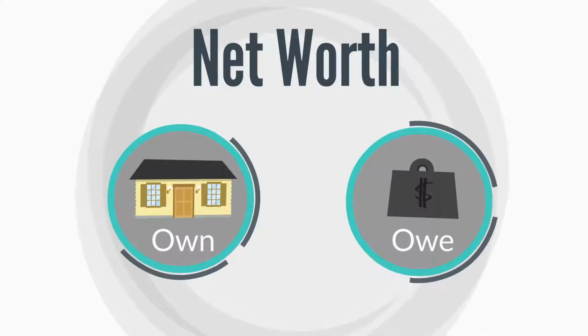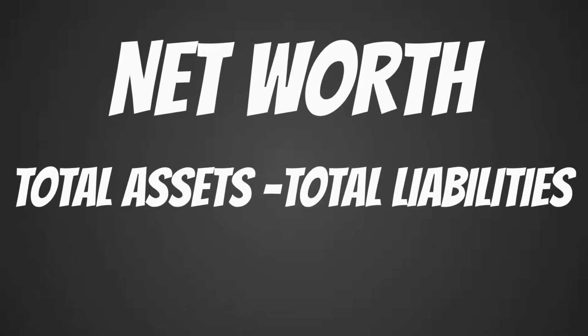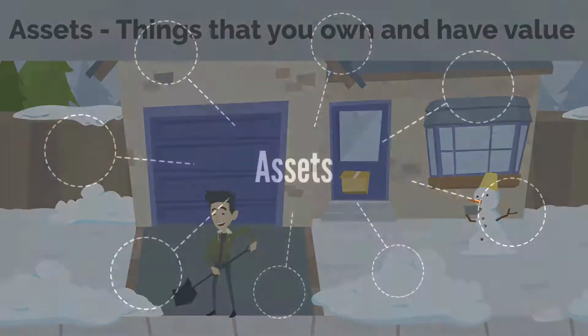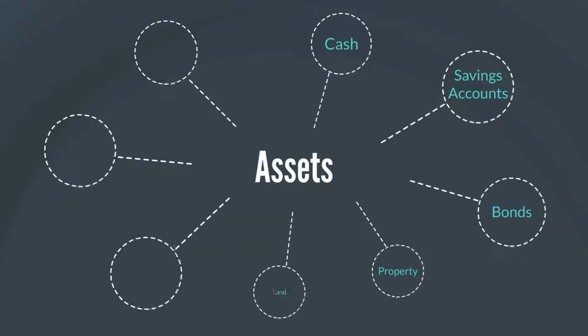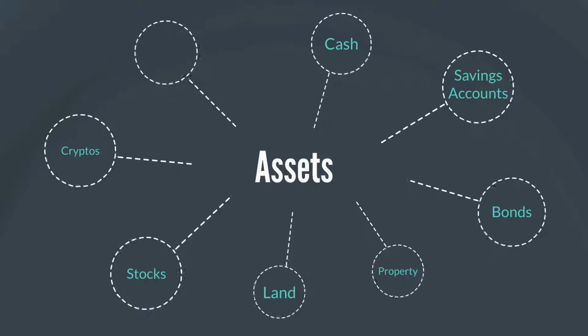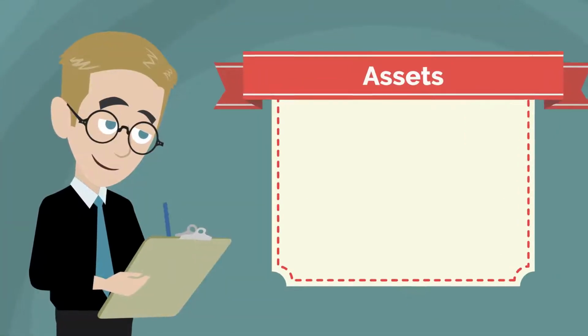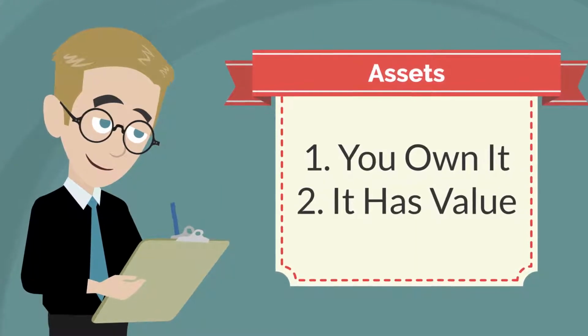Your net worth is the difference between what you own and what you owe. It is simple to calculate. Your net worth is your assets minus your liabilities. Assets are things that you own and things that have value. Some examples could be things like cash, savings accounts, bonds, property, land, stocks, cryptos, cars, retirement plans. The list is very long, but in short, if you own it and it has value now or will have in the future, it is an asset.